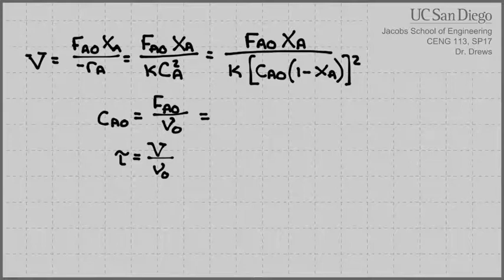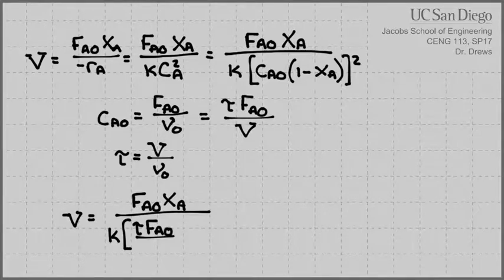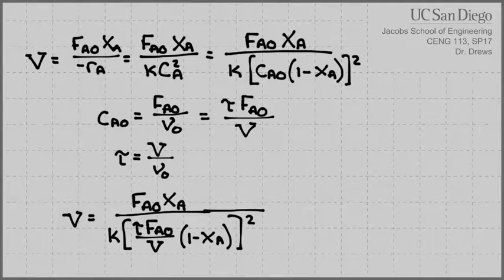So if I rearrange that, then I will get tau F_A0 over volume V. If I plug in both of those to my expression, I get V is equal to F_A0 X_A divided by K times quantity tau F_A0 over volume times 1 minus X_A, that whole thing squared. So while I've been blabbing on, has anybody rearranged that and gotten a new volume? 2.4.